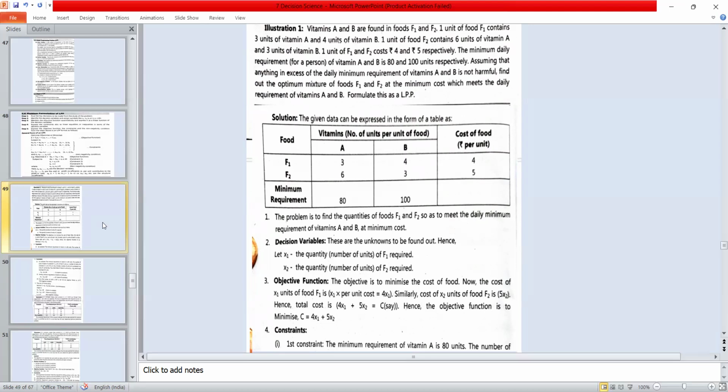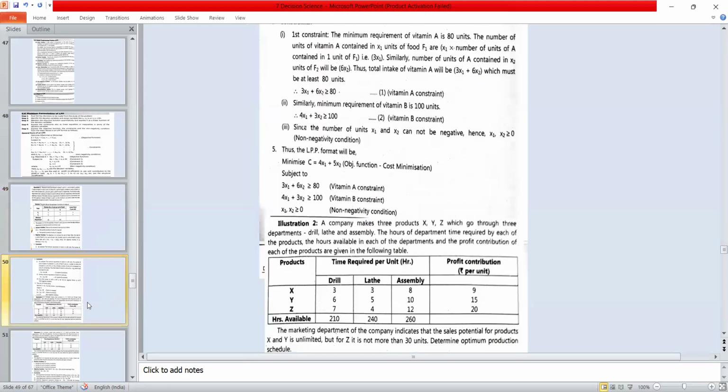So if you see the second column, there we require 3 units of F1 and 6 units of F2. The F1 quantity is x1, so 3x1, plus the F2 quantity is x2, so 3x1 plus 6x2 should be equal to 80. That is the minimum requirement in the third row, or it should be more than 80. At least 80 we want. Similarly, if you go to the third column, the B column for the vitamin, it will be 4x1 plus 3x2 equal to 100, or it should be more than 100.